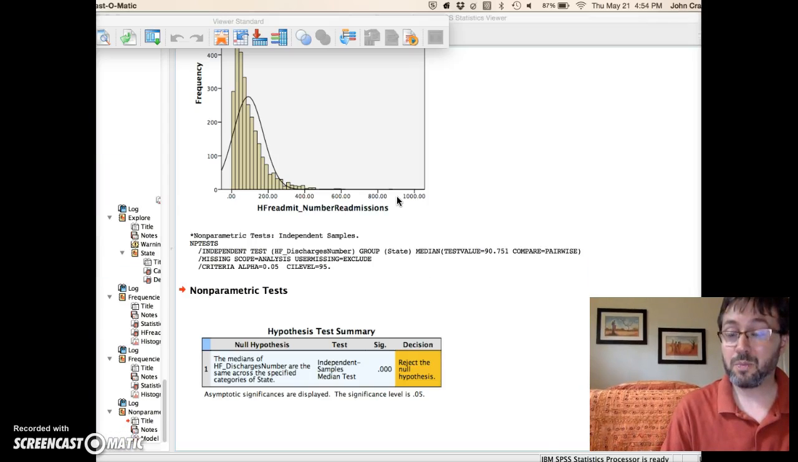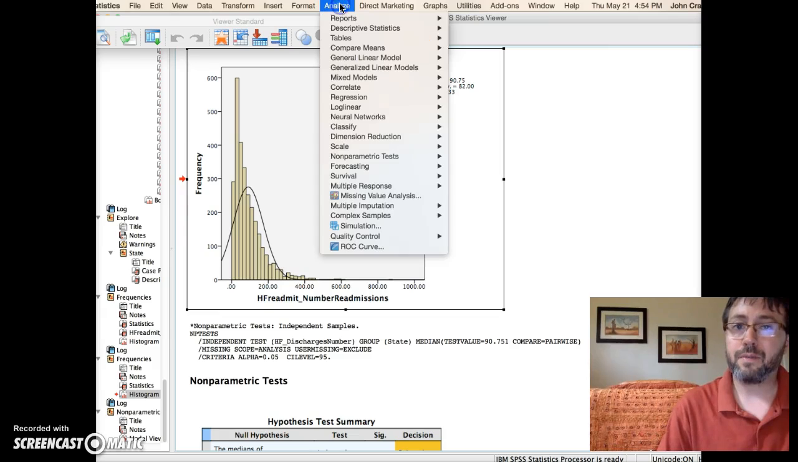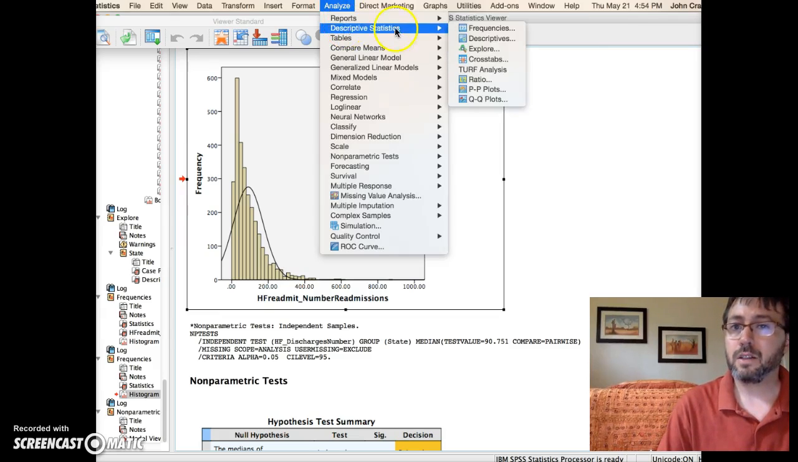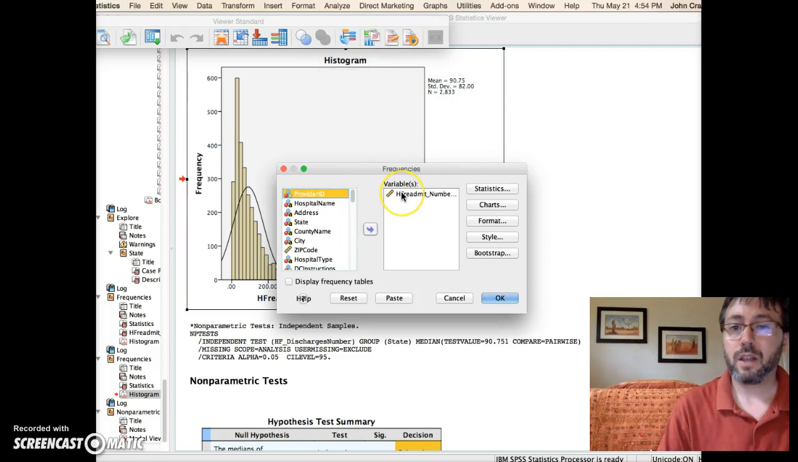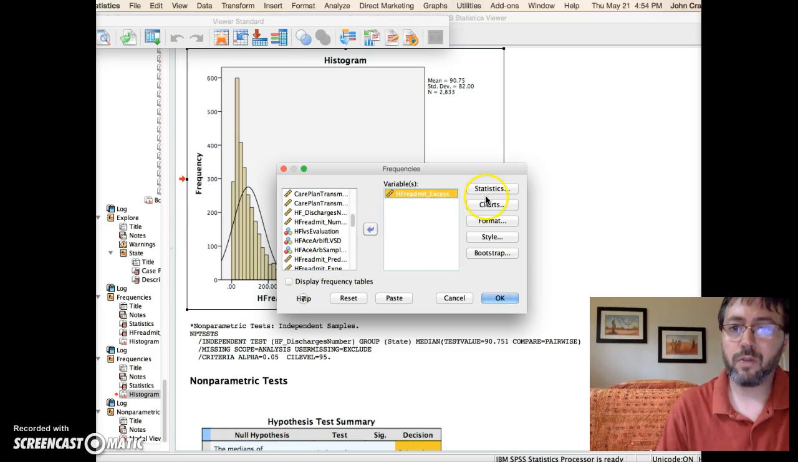So here we are in SPSS. Now that you've run the analysis yourself, let's look at that. If we go to Analyze, Descriptive Statistics, and Frequencies, we can select the variable of the excess readmission ratio for heart failure, and can scan through our variable list. Here we go, excess readmission for heart failure.